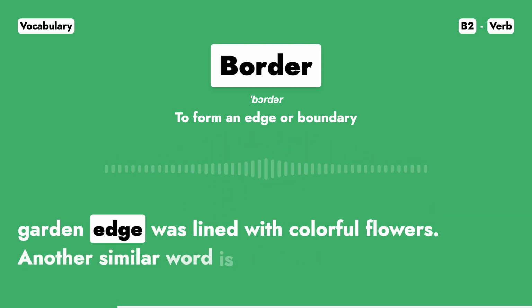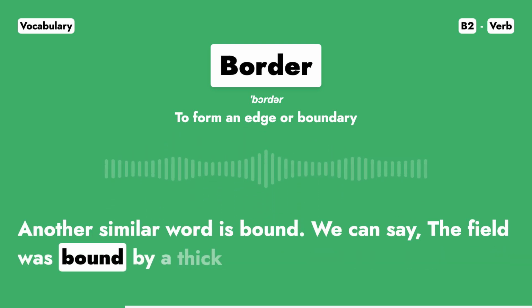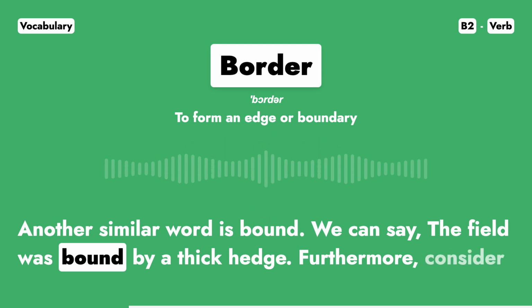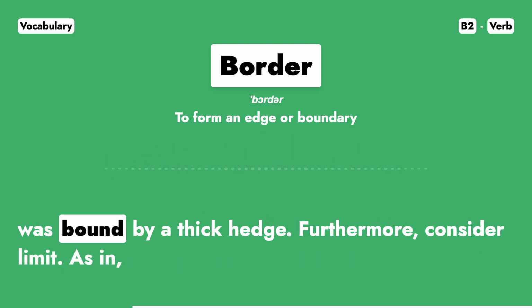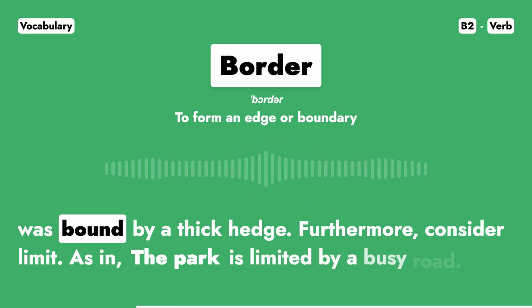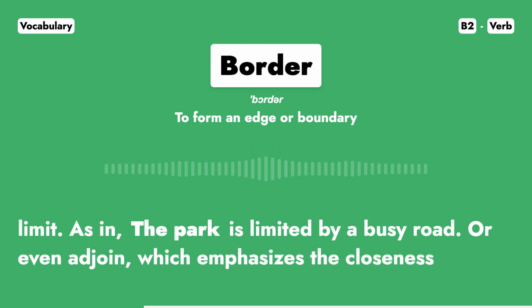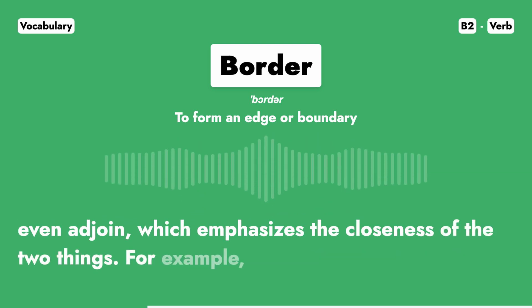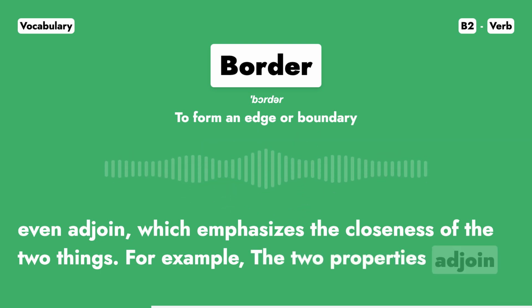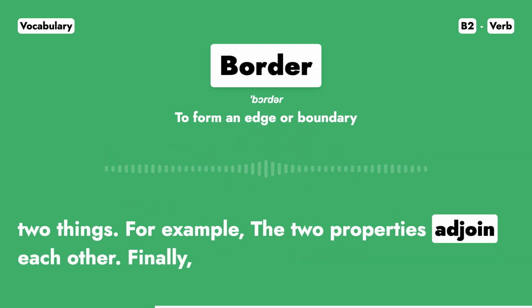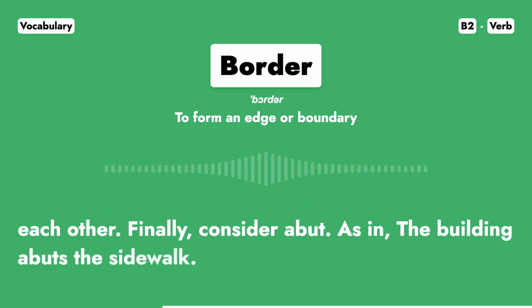Another similar word is bound. We can say, the field was bound by a thick hedge. Furthermore, consider limit, as in, the park is limited by a busy road. Or even adjoin, which emphasizes the closeness of the two things. For example, the two properties adjoin each other. Finally, consider abut, as in, the building abuts the sidewalk.